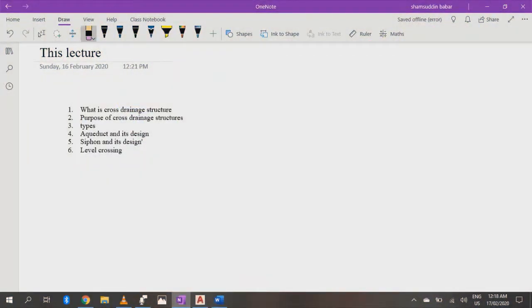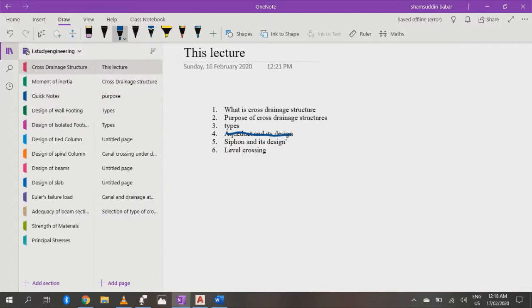In this lecture, we are going to study cross drainage structure, its purpose, types, aqueduct, siphon, level crossing. In this whole series, for aqueduct and its design, you can find the link in the description. The other 5 things we are going to study in this lecture. So our first topic is what is cross drainage structure.